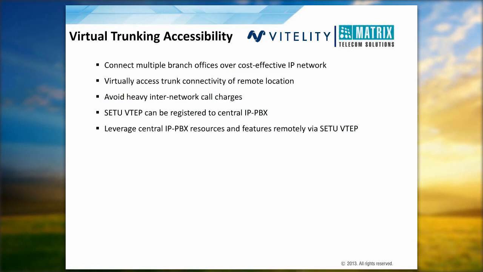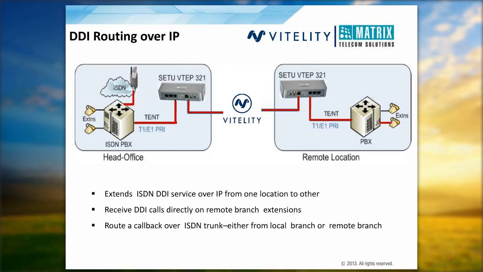Virtual trunk accessibility, connecting multiple branches, we talked about that. And I will skip this slide because it's a repeat of what we just talked about. The routing over IP, again, is a similar concept to extend the ISDN DDI service over IP from one location to the other, and you can actually receive those DDI calls directly on the remote branch extensions.